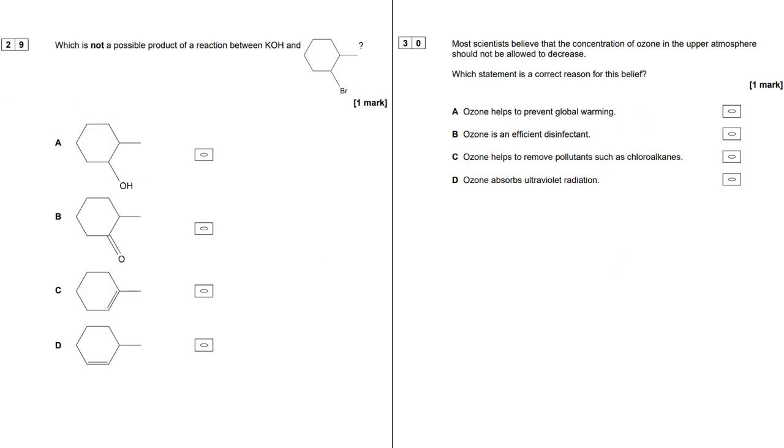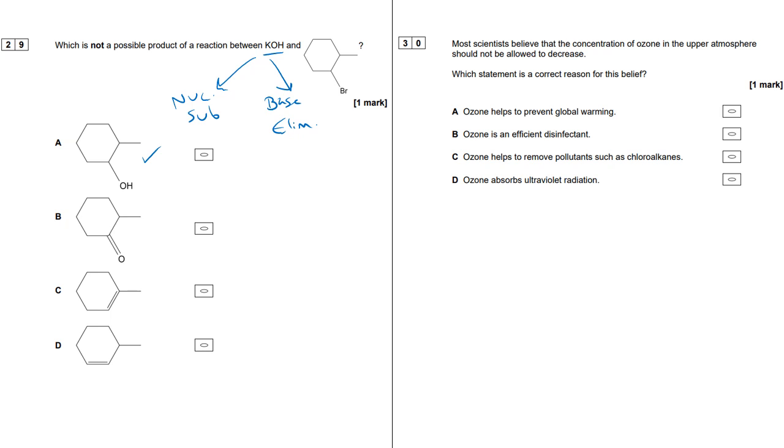Question 29, which is not a possible product of a reaction between KOH and the bromoalkane shown below. When you've got a hydroxide and a haloalkane, the hydroxide can act as a nucleophile, undergoing nucleophilic substitution if it's dissolved in water, or it can act as a base, and the haloalkane would undergo base elimination if it was dissolved in ethanol and heated. If it was to act as a nucleophile, the bromine would be replaced by an OH group, so that would form the alcohol as seen in part A.